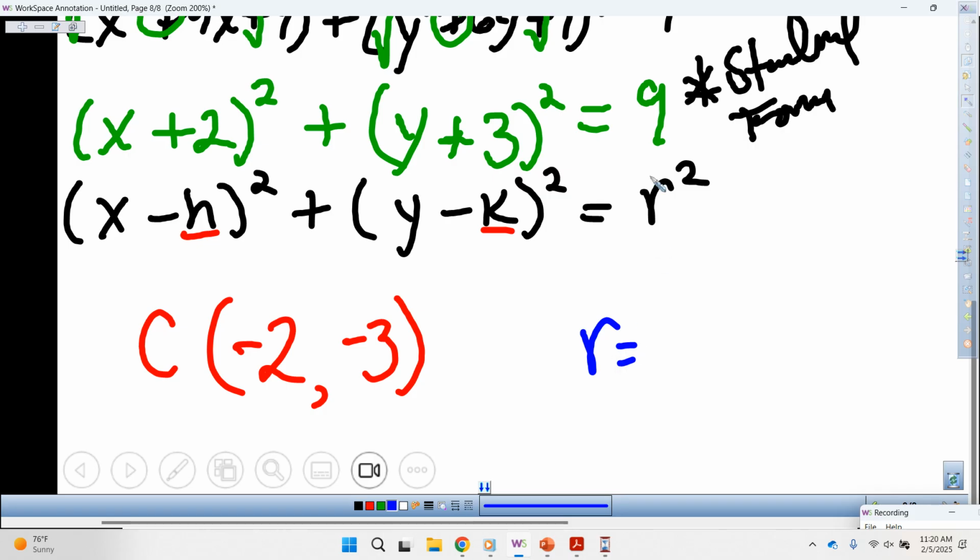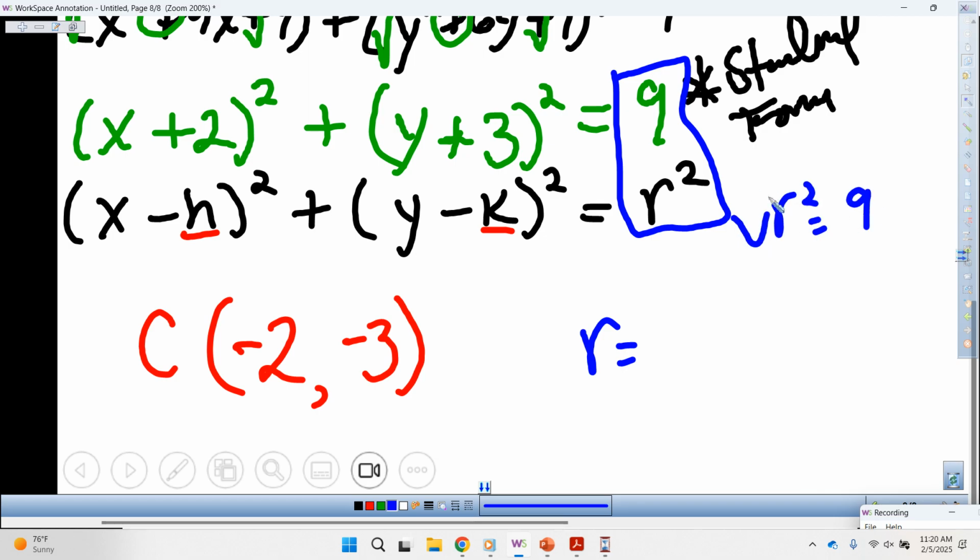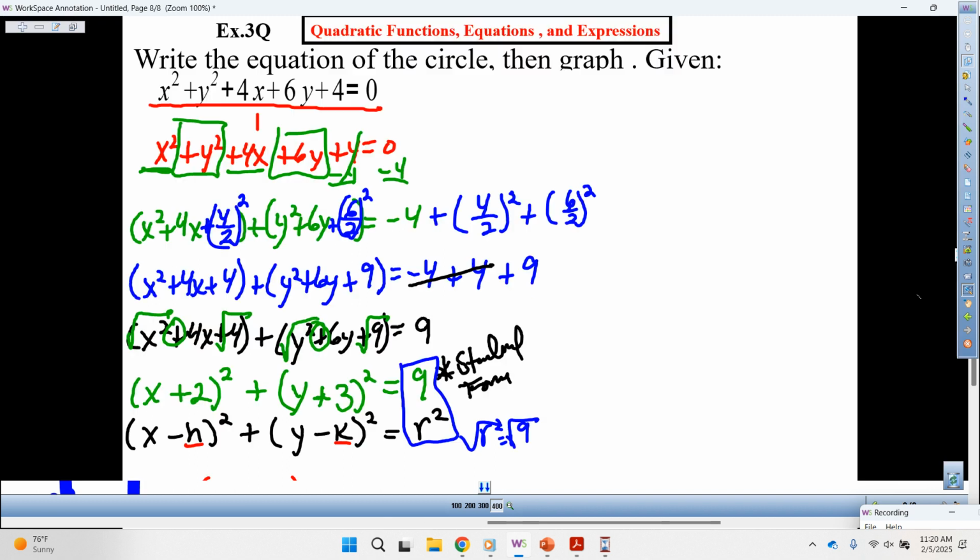So, how do we find r, everyone? Well, look up. If these are aligned like that, that means that r squared is 9. So how do we find r? Square root and square root. So therefore, r is what, everyone? 3. All right? So, let me zoom out.